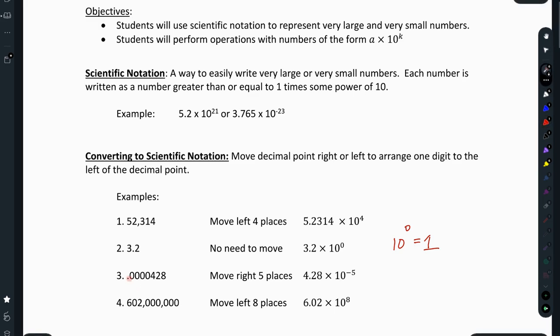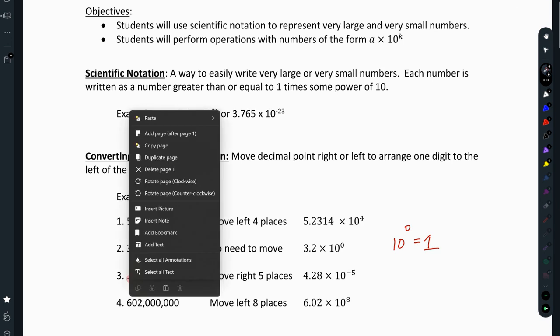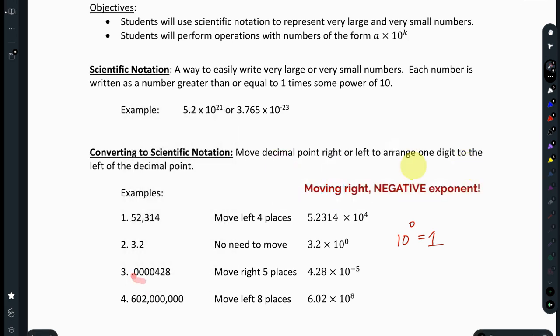All right, we have another example here. Now this time we have to move the decimal to the right. If I'm moving the decimal to the right, then I'm going to have a negative exponent. So I move it 1, 2, 3, 4, 5. So it's 10 to the negative 5th. And in the last case, where our decimal point is right here, we're going 1, 2, 3, 4, 5, 6, 7, 8. So we went left. So that's going to be times 10 to the 8th.